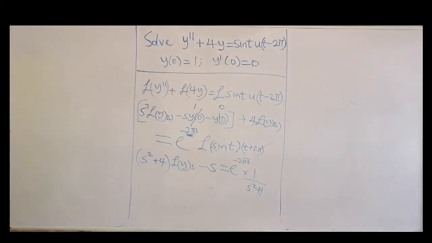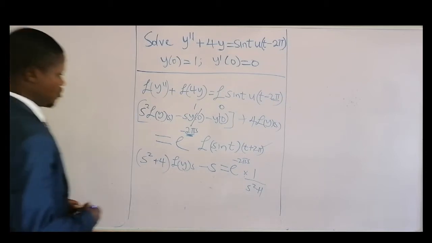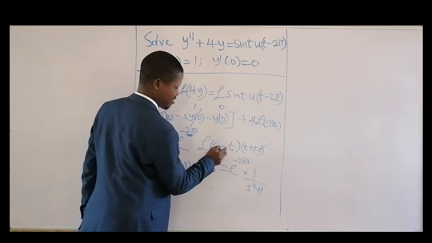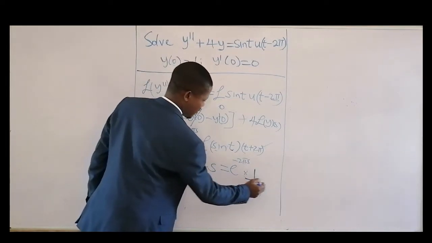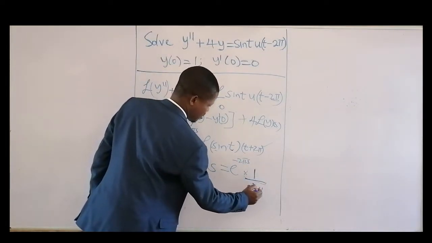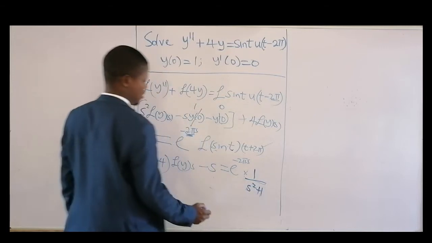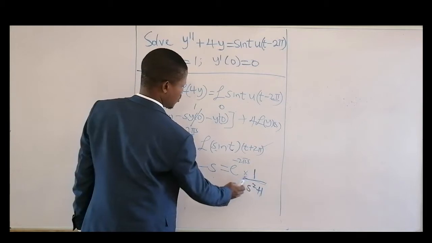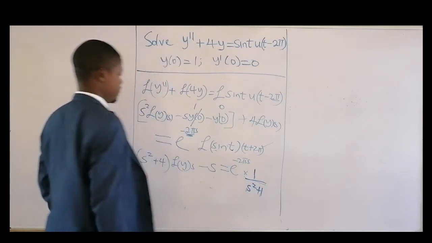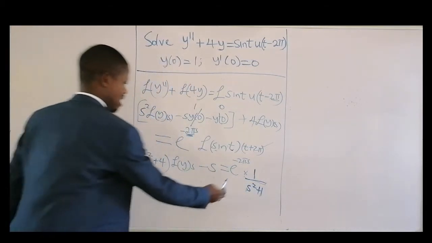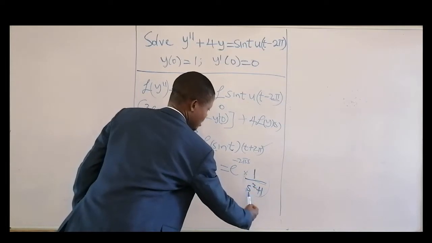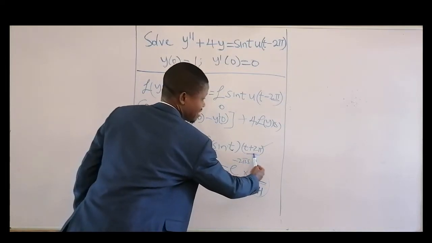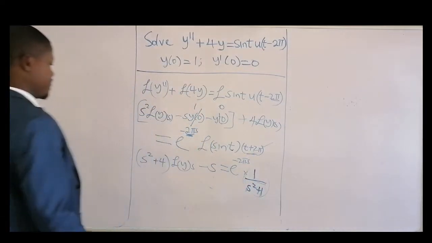Laplace of sin t is 1 over s squared plus 1. You just have to look at the coefficient of your t, which is 1. So if you have a 2 here, it will be 2 over s squared plus 4. In this expression now, there is no t, so this will be discarded. It's of no use.